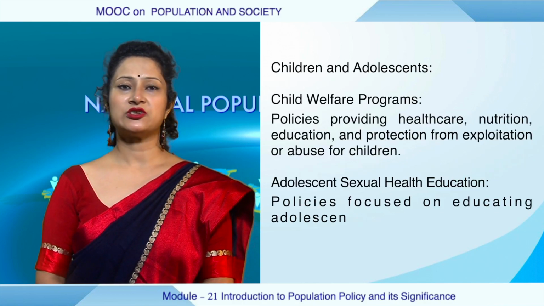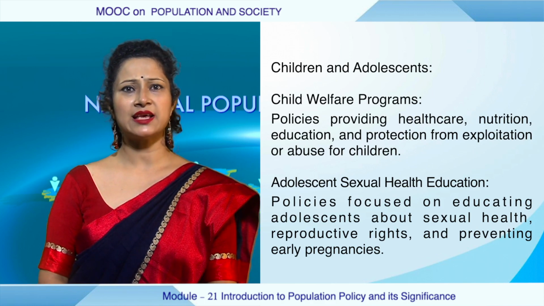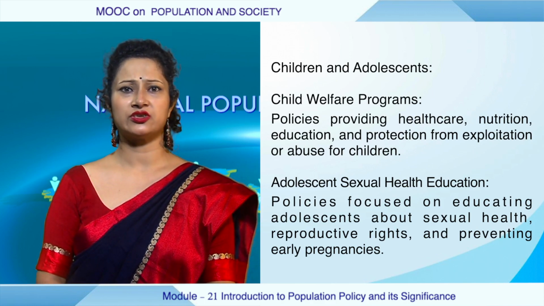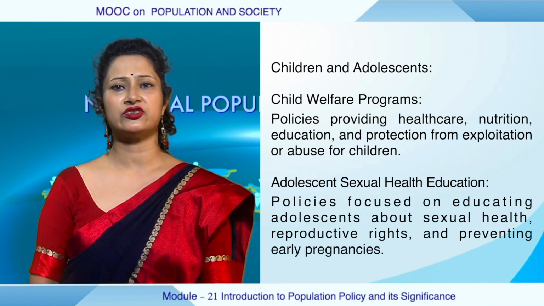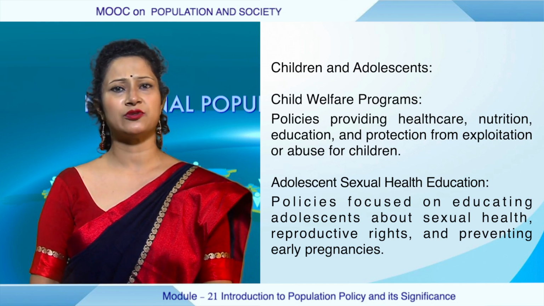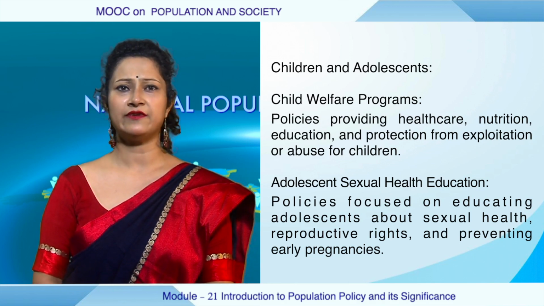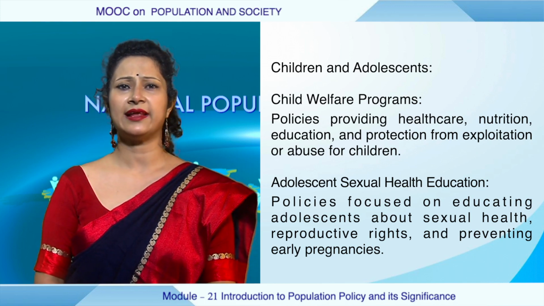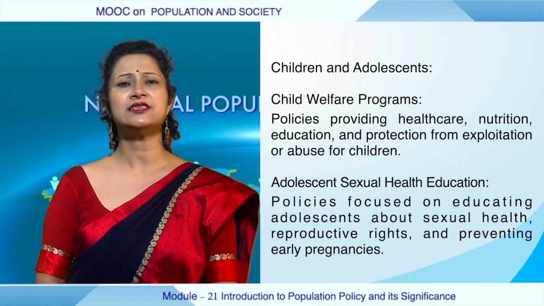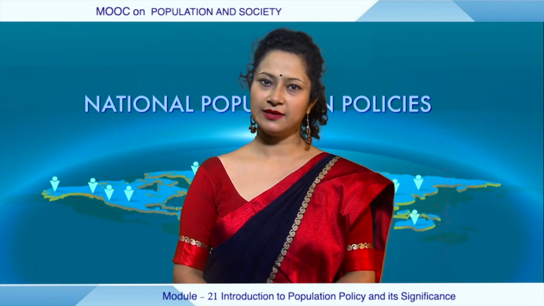Now, we also have special policies for children and adolescents. There are children welfare programs and adolescent sexual health education. Under children welfare programs, we have policies which provide healthcare, nutrition, education, and protection from exploitation or abuse for children. Under adolescent sexual health education, we have policies which focus on educating adolescents about sexual health, reproductive rights, and preventing early pregnancies.